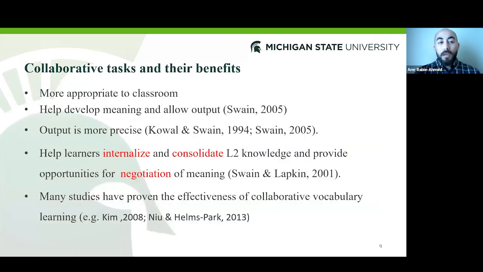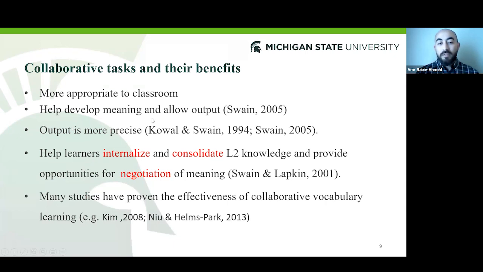So all of these studies looked at tasks in a lab-based or individual setting, where students get the task and do it without any interaction with their peers. But the idea of collaborative tasks has been proved to be very beneficial for the classroom for so many reasons.